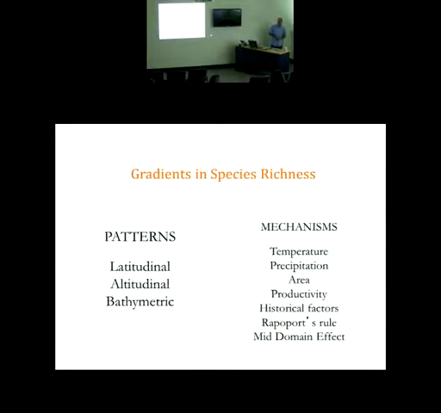Specifically, the patterns that we've been interested in are gradients along latitudinal and altitudinal axes. There's also been some work on bathymetric gradients, but not so much, primarily because of sparser data sets. The mechanisms that people have postulated over the years fall into 3 or 4 broad categories. The broadest one is environment-related drivers of richness, then historical factors, evolutionary factors, and more recently, factors relating to the geographical range of species, which has become our central area of interest.